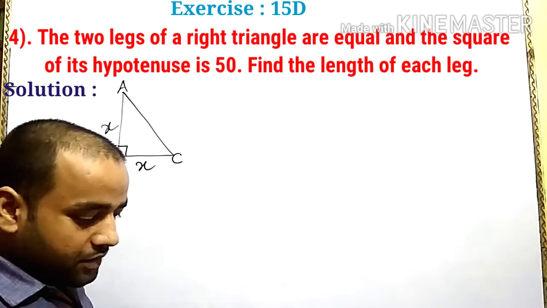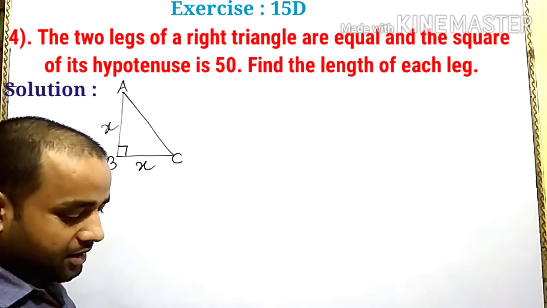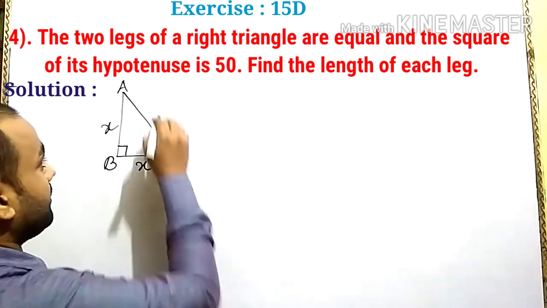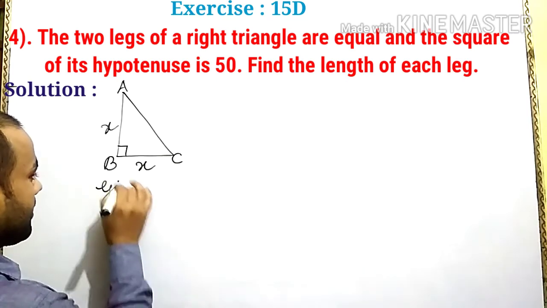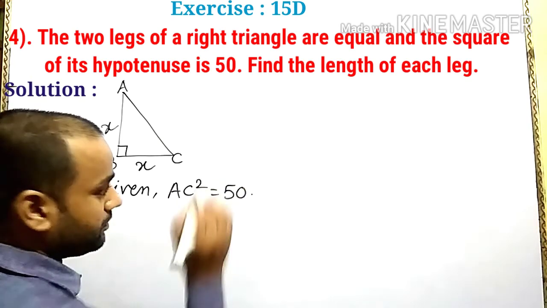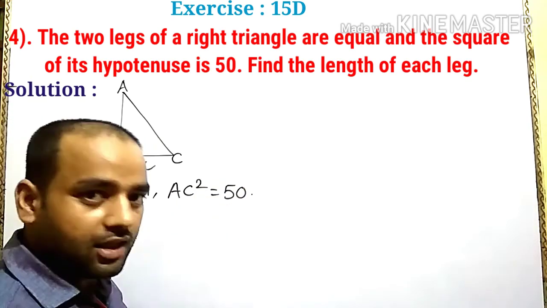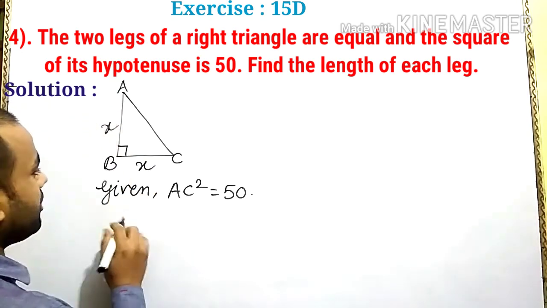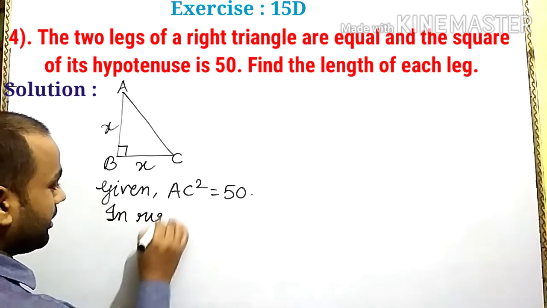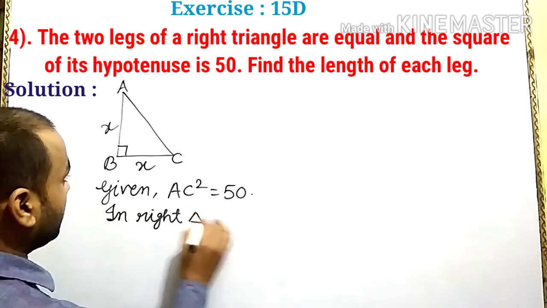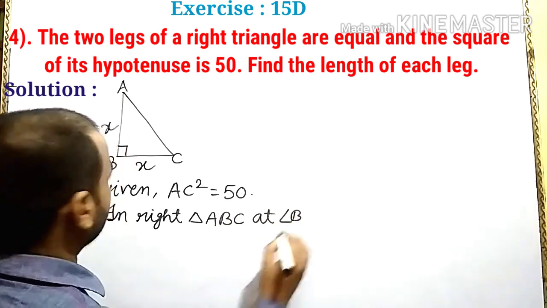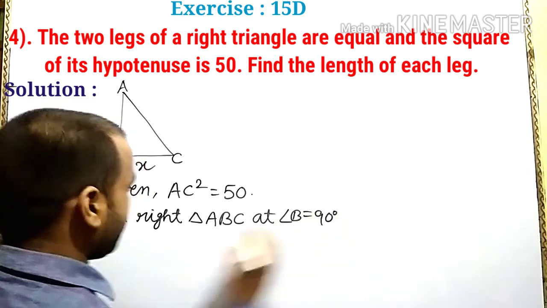And the square of its hypotenuse is 50. Not here given the length of the hypotenuse. The square of its hypotenuse means given AC square is equal to 50. Is it clear? Find the length of each leg, means find the value of x. So in right triangle ABC at angle B is equal to 90 degrees.